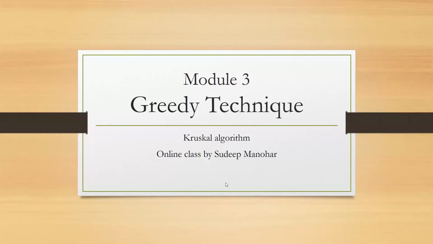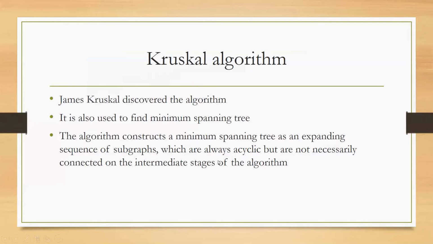Okay, now one more problem is Kruskal algorithm. As we have seen in the previous class, even this algorithm is used to find the minimum cost spanning tree. So both Prim's and Kruskal algorithm serve the same purpose. Keep that in mind. The person behind this Kruskal algorithm is James Kruskal. He is the one who discovered this algorithm. We use the term minimum spanning tree, or sometimes minimum cost spanning tree. Both are the same.